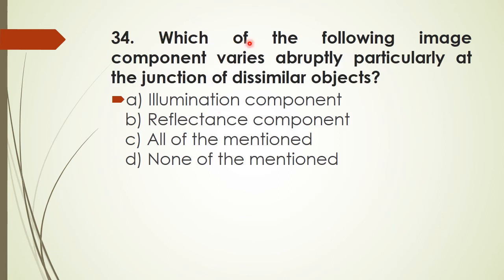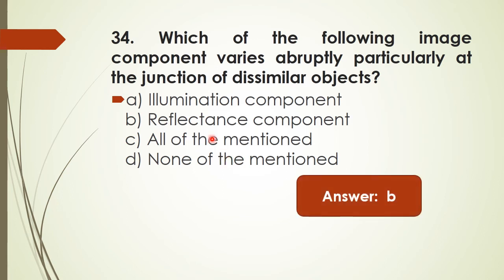Next question, which of the following image component varies abruptly, particularly at the junction of dissimilar objects? Option A, illumination component. Option B, reflectance component. Option C, all of the above mentioned. Option D, none of the above mentioned. The correct answer is option B, reflectance component.